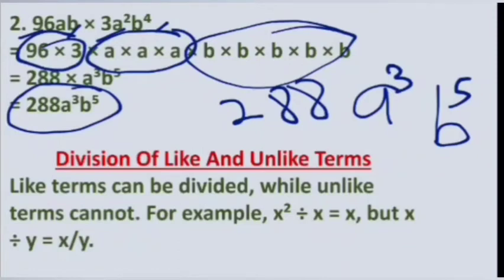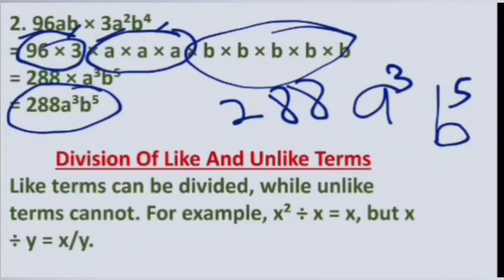How do you divide like and unlike terms? Like terms can be divided, while unlike terms cannot. In division, you can only divide like terms, that's terms that have the same letter. Unlike terms, terms with different letters, cannot be divided. That's as simple as that.